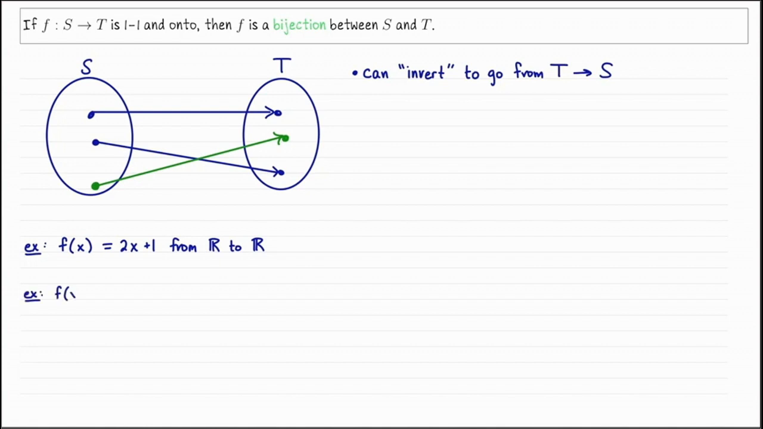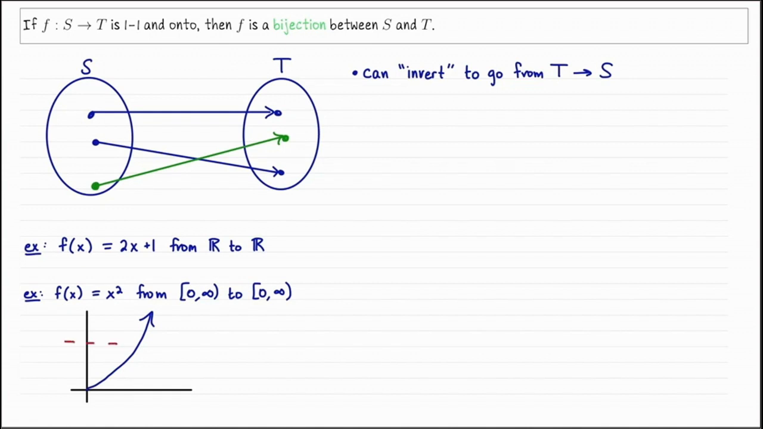Another example would be f of x equals x squared from, say, 0 to infinity to 0 to infinity. This would not be a bijection from R to R. It wouldn't be onto in that case. If I tried to go from R to the set of actual outputs, it wouldn't be one-to-one. But if I restrict S and T in this way, then it is a bijection. We would be looking at just this part of the parabola. Just this part of our function is one-to-one.